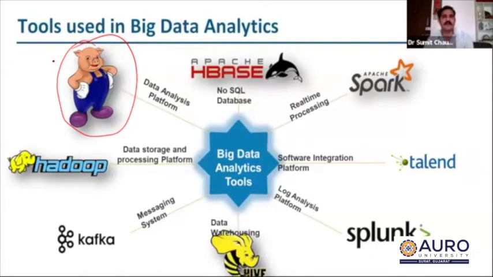The next one we have is Kafka. Kafka is basically a messaging system. What it does is it is responsible for transferring data from one application to another application. So we have to process the data, but data must travel from one place to another. So Kafka is a platform that is responsible for transferring data from one place to another.